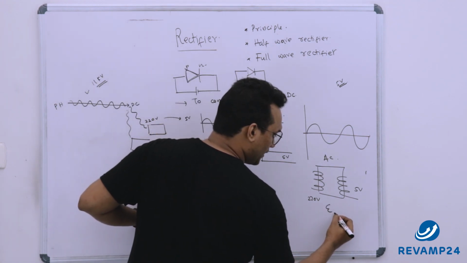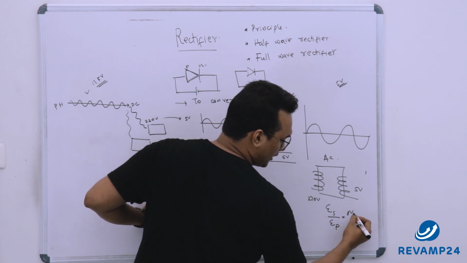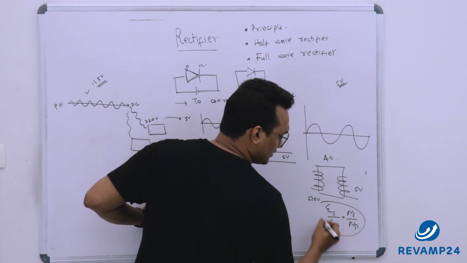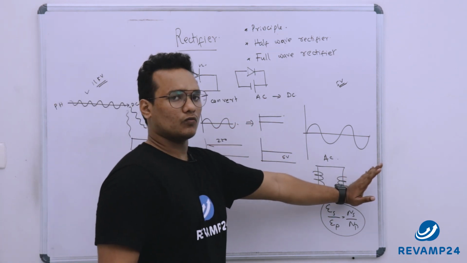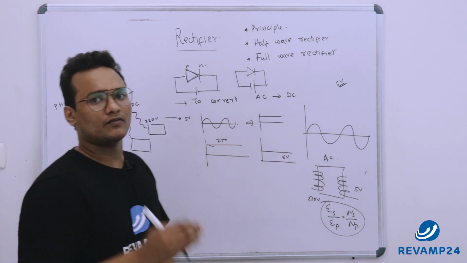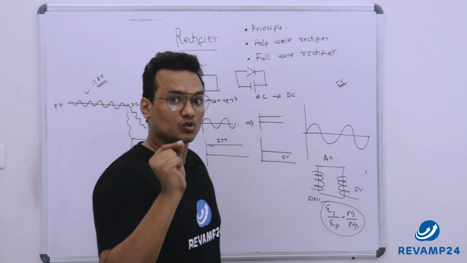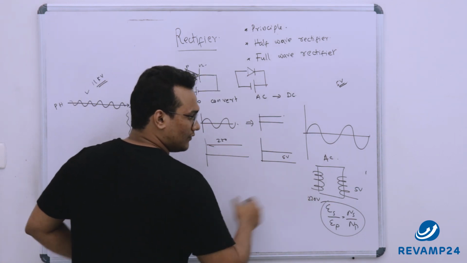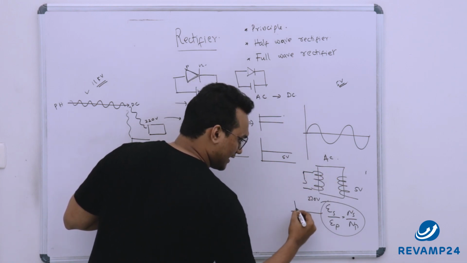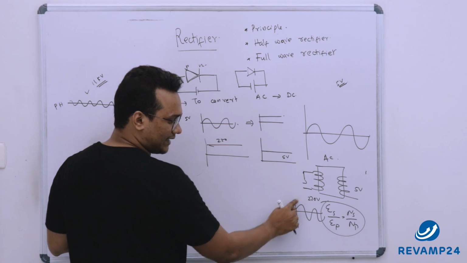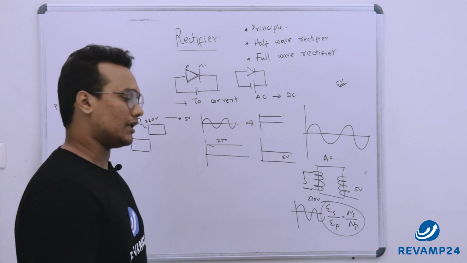We know that ES by EP is equal to NS by NP. So according to this ratio we can step down. But with DC current, the transformer will not work, because a transformer works on the principle of mutual induction, and mutual induction happens only whenever the current passing through the coil changes. Now when we are giving an AC input, then the current passing through the coil changes at every moment, because AC current means the magnitude of current changes continuously and periodically.